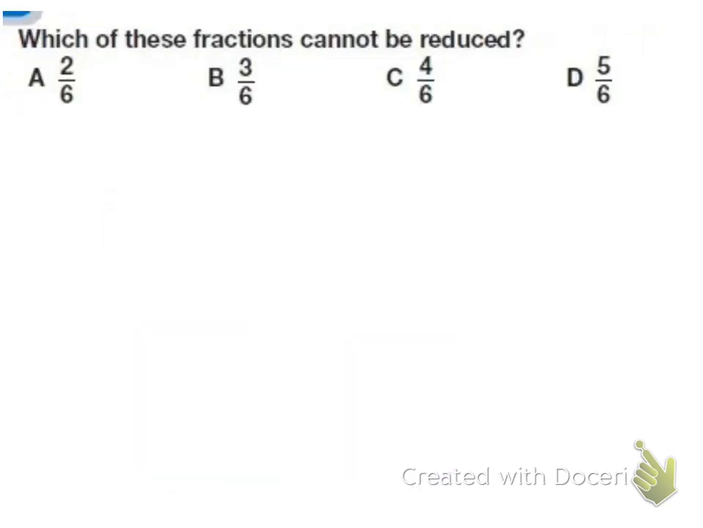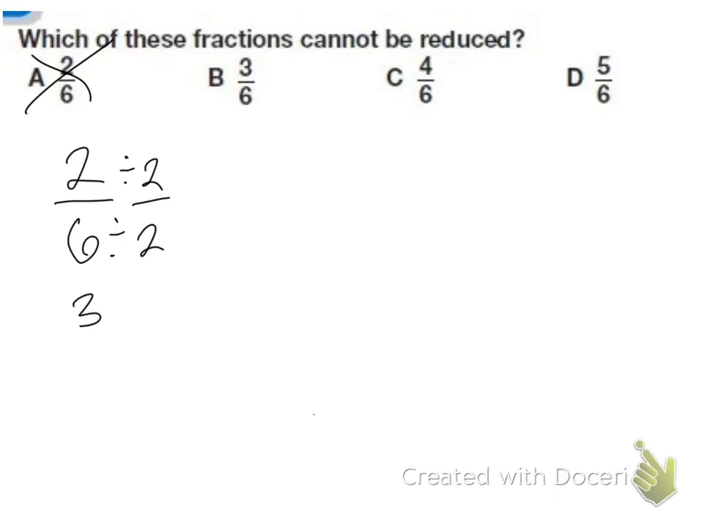Okay. Now, not all fractions can be reduced. Only fractions whose terms can be divided by the same number can be reduced. So this asks which of these fractions cannot be reduced. So for A, we have 2/6. So we have 2 and 6, and I need to think, are there any numbers I can divide both the top and bottom by? Well, since they're both even numbers, I can divide both these numbers by 2. So that means that this can be reduced. So it can't be that one.